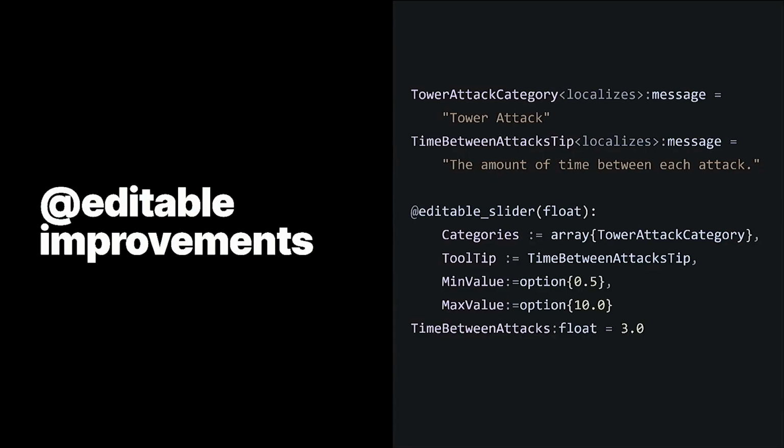So in this case, the tooltip will say the amount of time between each attack. And the category will be tower attack. And then we've constrained the property so that in the editor, you'll only be able to set it to a minimal value of 0.5 and a maximum value of 10 with a default value of 3. And there's a family of additional editable attributes for different types. Slider is just one of them.